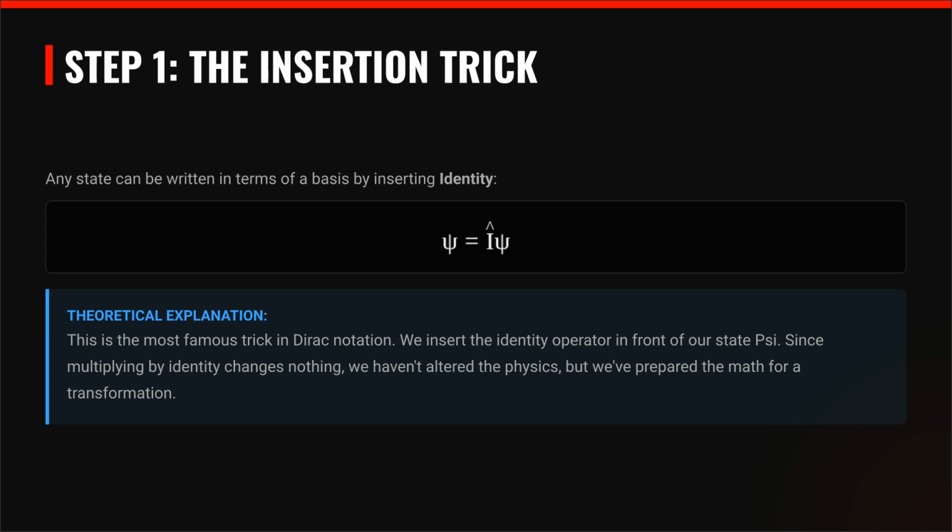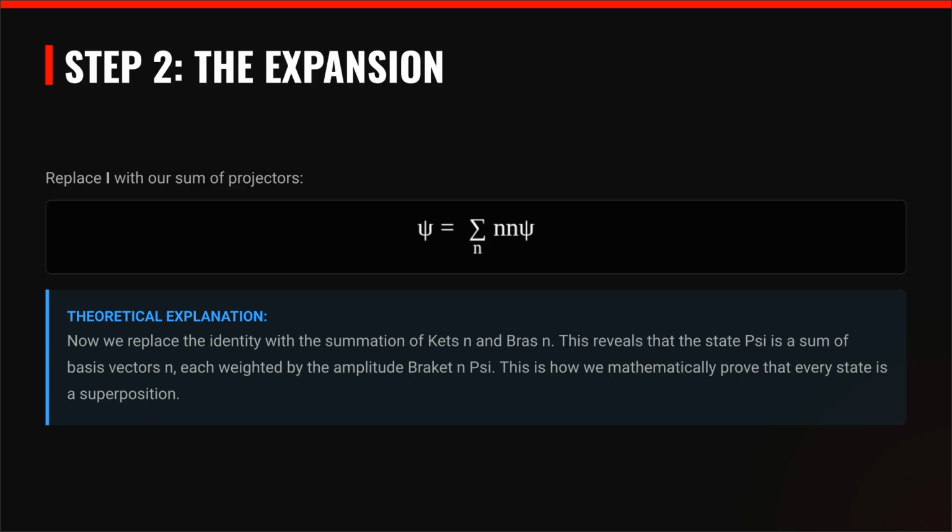A key trick in Dirac notation is inserting the identity operator I in front of a state psi. This mathematical maneuver prepares the state for expansion without changing its physics. By replacing the identity with the sum of projectors, we expand psi as a sum of basis vectors n, weighted by the amplitude bracket n psi. This confirms that every state is a superposition.